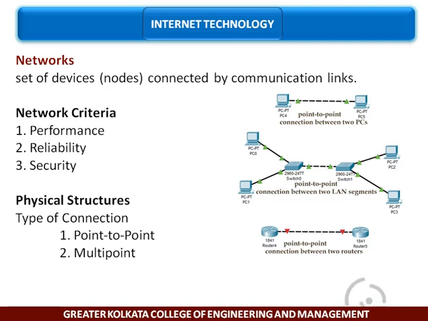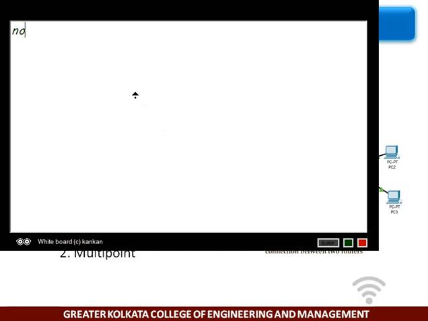What about networks? A network is a set of devices, often referred to as nodes. And those are connected by communication links. A node can be a computer, printer, or any other device capable of sending and or receiving data generated by other nodes on the network.